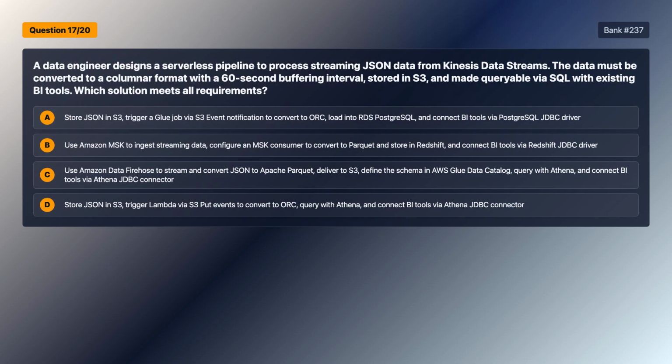Question 17. A data engineer designs a serverless pipeline to process streaming JSON data from Kinesis data streams. The data must be converted to a columnar format with a 60-second buffering interval stored in S3 and made queryable via SQL with existing BI tools. Which solution meets all requirements? Select one answer. Review the answer choices on screen.